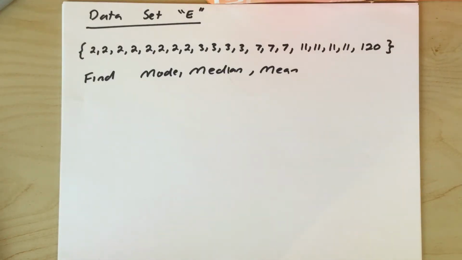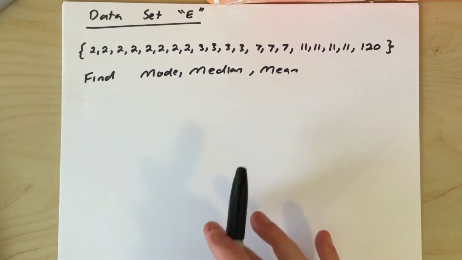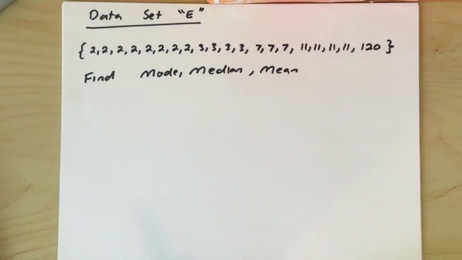So now we're going to try to find the mean, median, and mode. So we're going to go back to finding all three, not just the median. We're going to find the mean, median, and mode of this data set over here, which I have cleverly called data set E.